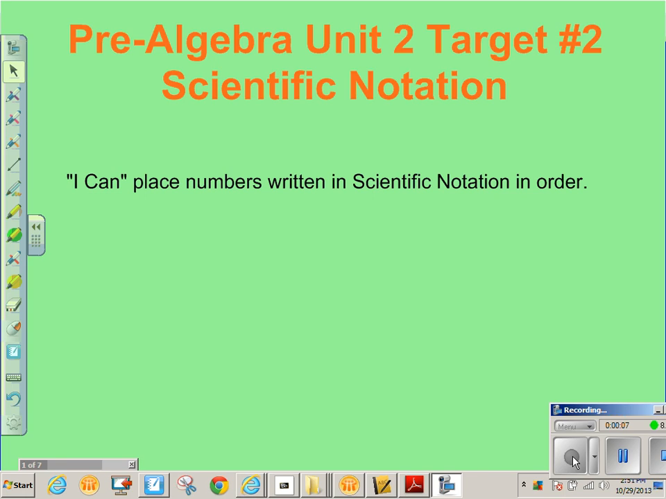Today we're going to be working with scientific notation, and we're going to be putting numbers in order. That is our I can statement. I can place numbers written in scientific notation in order.